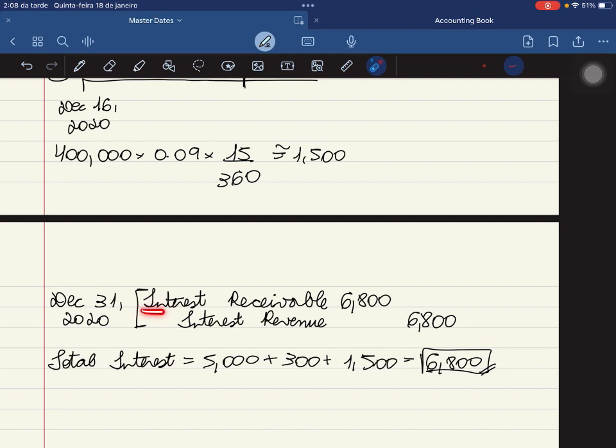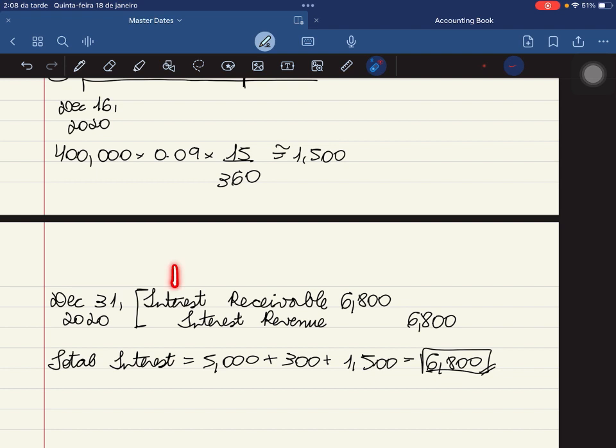Now, why is the position like this? Why do we have receivable here and revenue here? Well, revenue is a minus and a plus, so it is a credit balance, right? Because the plus is on the credit side. So in this position, that means that the interest revenue is going up. And it is, because I got the note, so I'm getting this revenue from lending this money to people. That's why the revenue is going up.